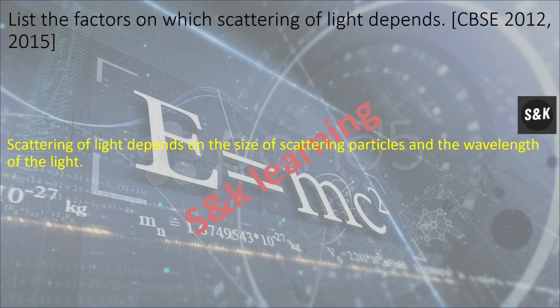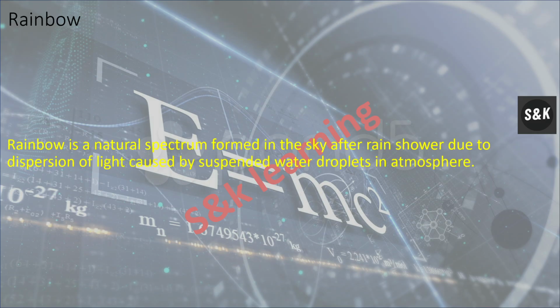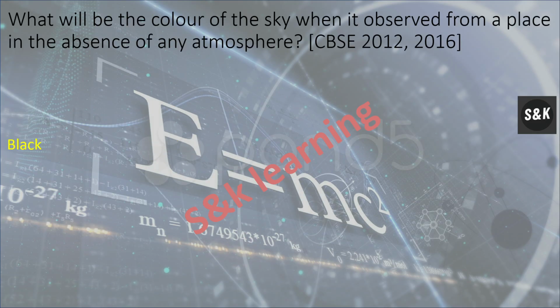List the factors on which scattering of light depends. Scattering of light depends on the size of the scattering particle and the wavelength of the light. What is a rainbow? A rainbow is a natural spectrum formed in the sky after a rain shower due to dispersion of light caused by suspended water droplets in the atmosphere.